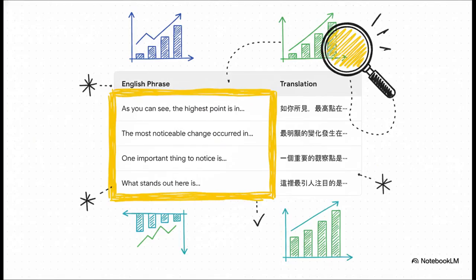I love this analogy. Think of these phrases as your verbal highlighter. When you say something like, "what stands out here is," or "one important thing to notice is," you're literally telling your audience, hey, look here, this is the most important part, don't miss it.